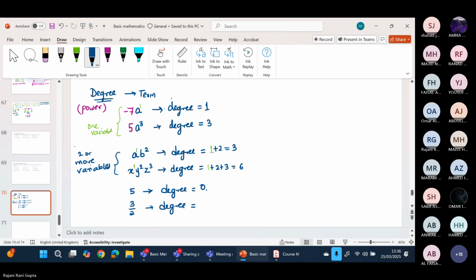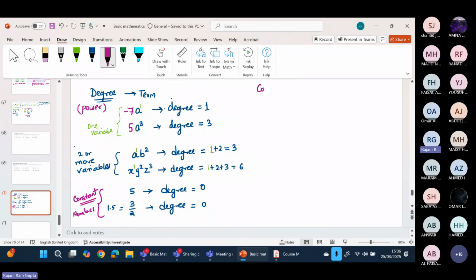Yes? 1, 0.3, 1, and 3 over 2 or say 1.5. What is the degree? 1. No, it should be 0. Why? Because it's a constant. Remember, if it is a constant or a number only, the degree is 0. This is important. Okay?